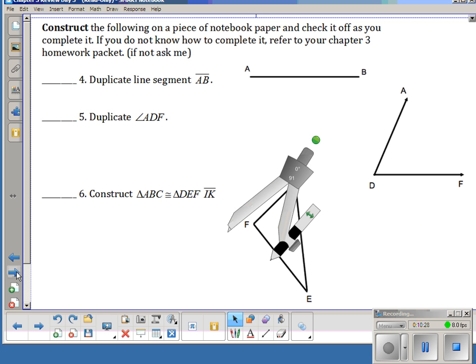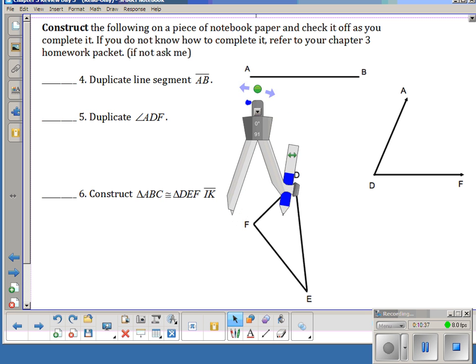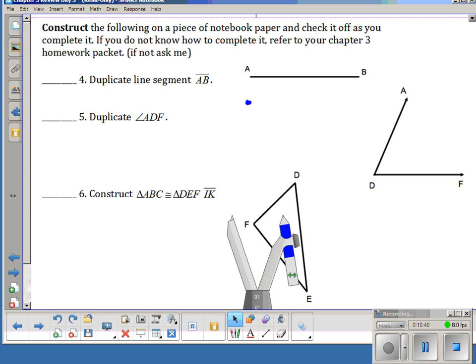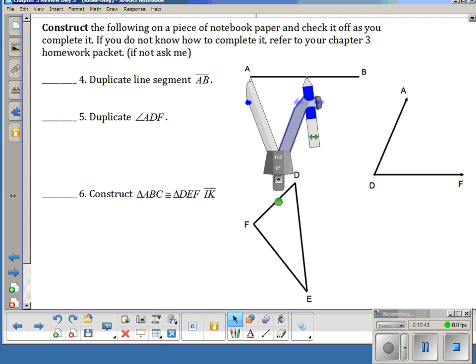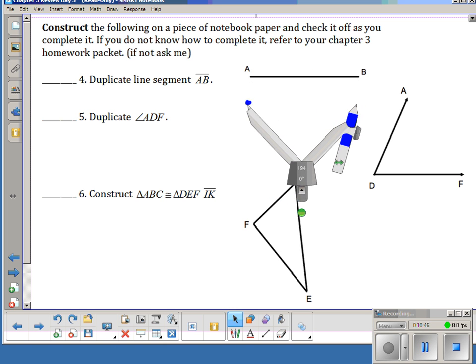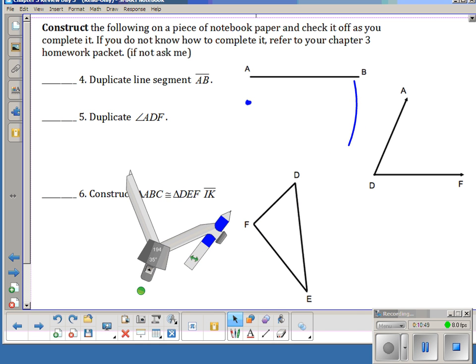Right? So now we're on to constructing. Hopefully I can do a little bit quicker and better at this. So to duplicate a segment, I'm going to start with my starting point. I take my compass. I'm going to measure the width of AB. And then I go to my starting point, I make an arc, and I can pick any point on that arc. So I'm going to pick there. Last step, use your straight edge to connect those 2 points together. Okay. So there's my segment. It's always helpful to label it, so I'm going to label it AB.